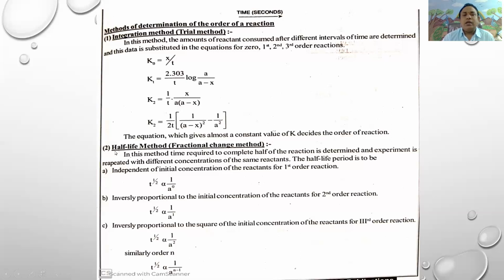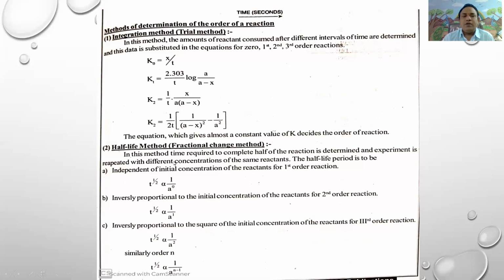Next, second method is half-life method, or it can also be called fractional life method. In this method, the time required to complete half of the reactants into products is called half-life period. Here, based on the relation between the half-life period and initial concentrations of the different orders, for zero order, the half-life period is directly proportional to the initial concentration of the reactants.